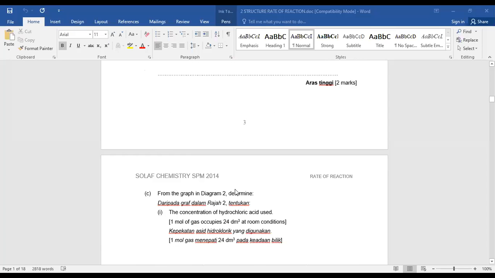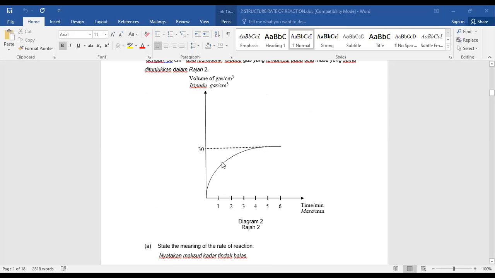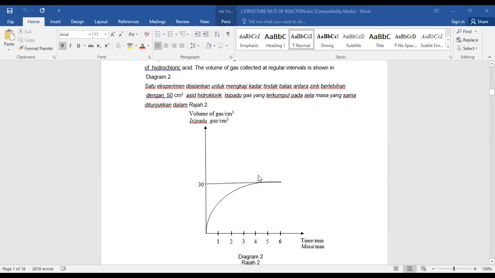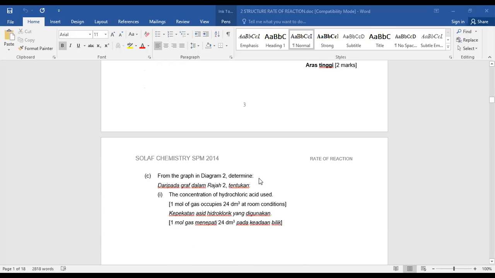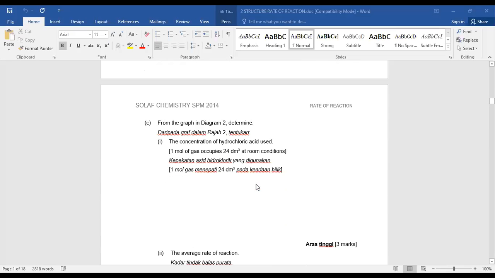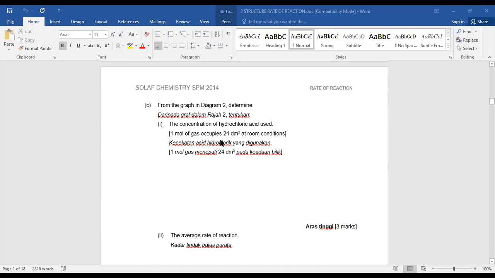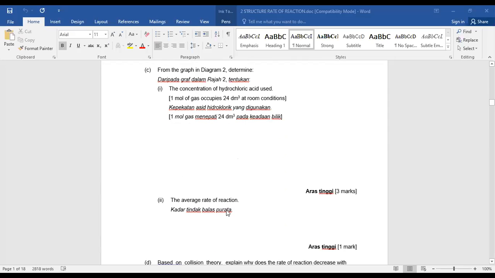Next, from the graph, you are asked to determine the concentration of the hydrochloric acid used. Okay, now this is your homework. This is your graph. Later I'll post this in the group so that you can do this question as your homework. Number 2, we will discuss tomorrow in our lesson. The calculation for the concentration you have to do as homework. Next part, average rate of reaction. Can you calculate? No problem, right?